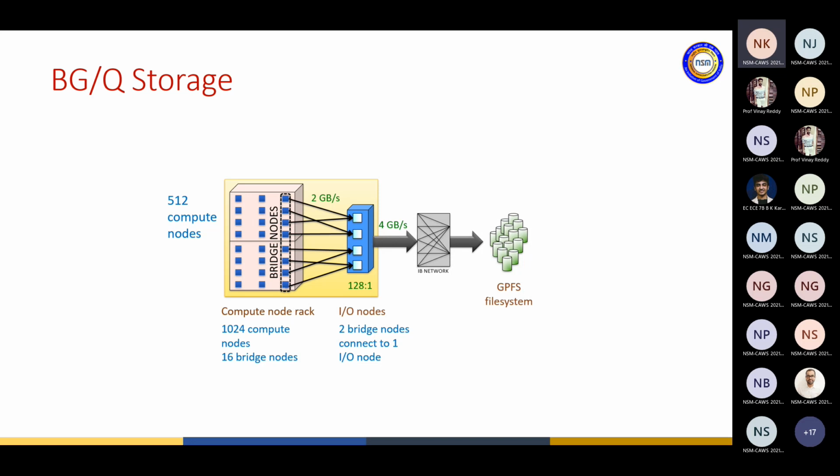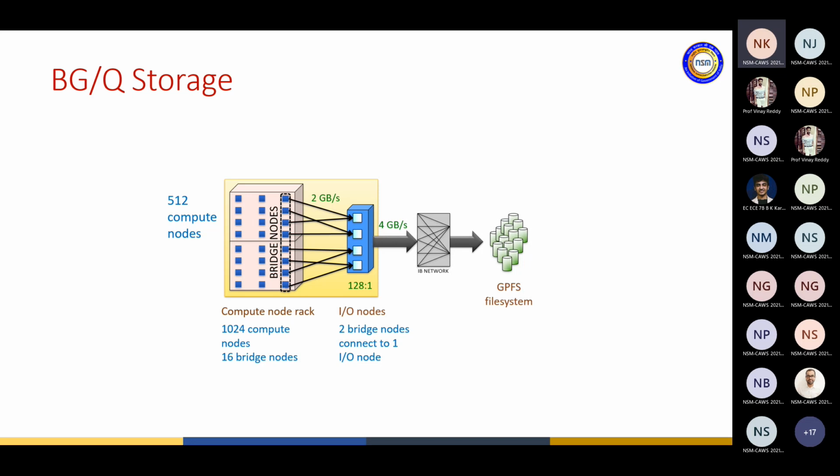Okay, so this is just a little deep dive of what I told you about the IO ecosystem. This left side figure here is the compute node rack, and remember, we do not have any storage attached. The storage is here. And here what you have is a switch, the InfiniBand network. InfiniBand is a very high performance network. And this is the IO node.